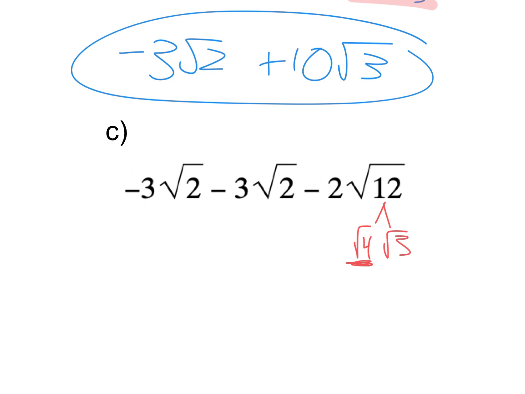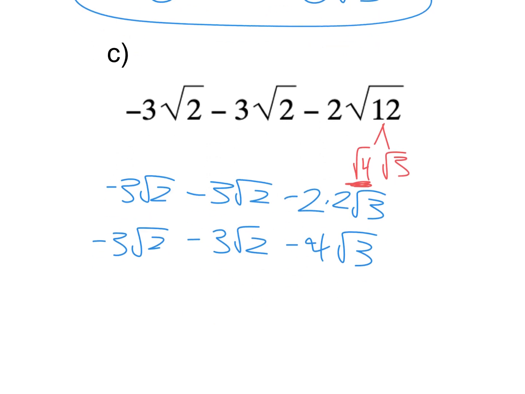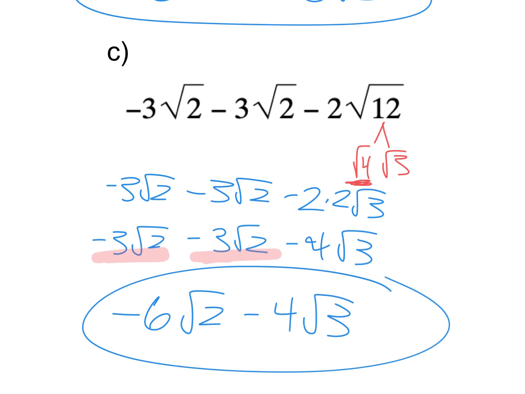So to simplify, let's just bring down what we have. So negative 3 square roots of 2, minus 3 square roots of 2, minus 2, and then a times 2, because I can pull 2 out from here. And then I still have the square root of 3. Simplifying a little more, we have negative 3 square roots of 2, minus 3 square roots of 2, minus 4 square roots of 3. Simplifying this, we have like terms here and here. So negative 3 minus 3 is negative 6 square roots of 2. And then we still have minus 4 square roots of 3.